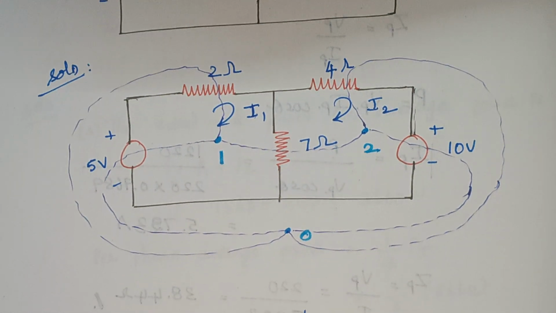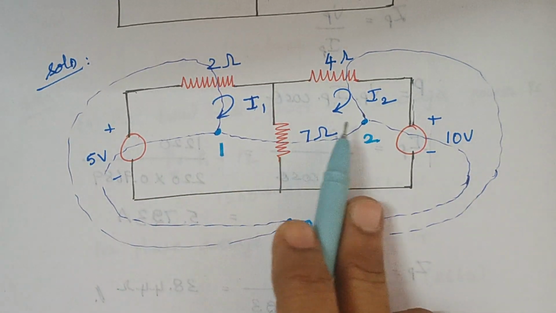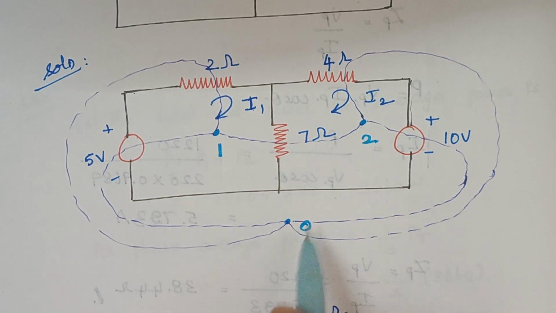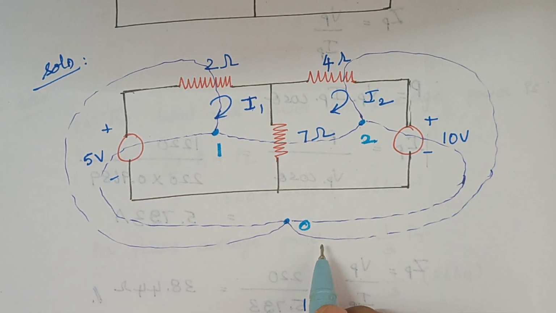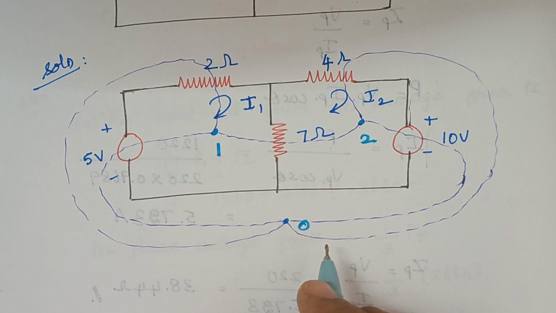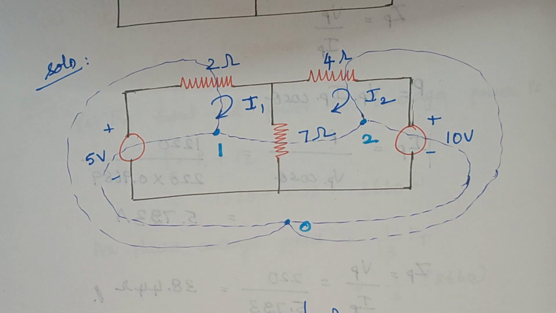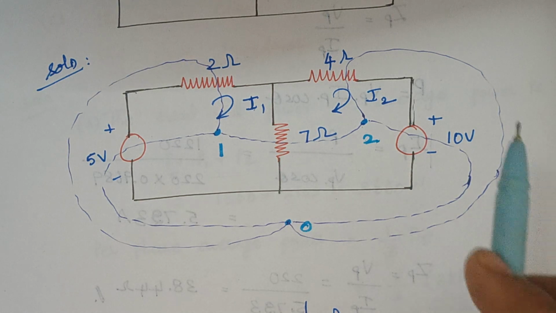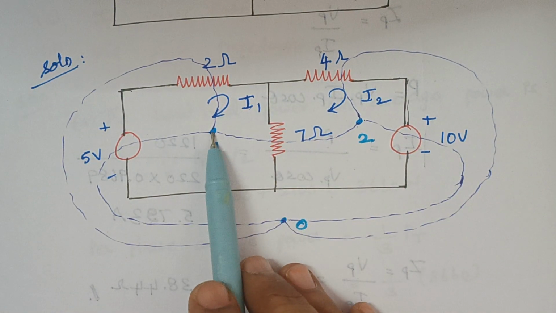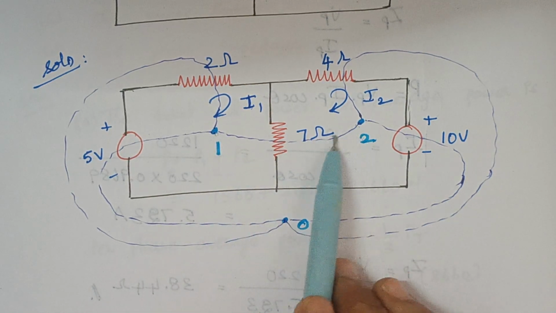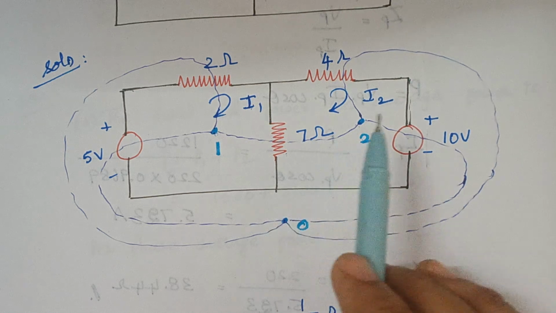When you look at this diagram, you see we have two loops, therefore two dots, 1 and 2. And apart from that, there is a reference dot 0. The basic step is, you have to connect all the dots via some elements. So here you see dot 1 and dot 2 are connected by this 7 ohm resistor.